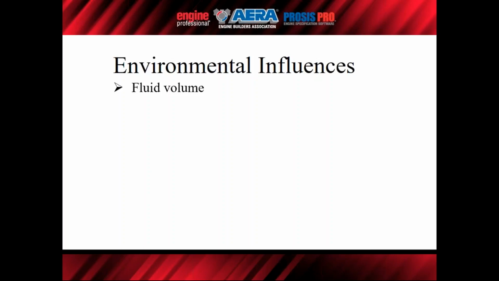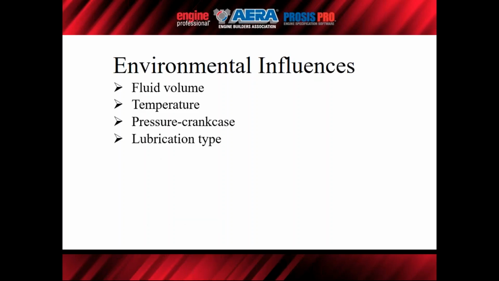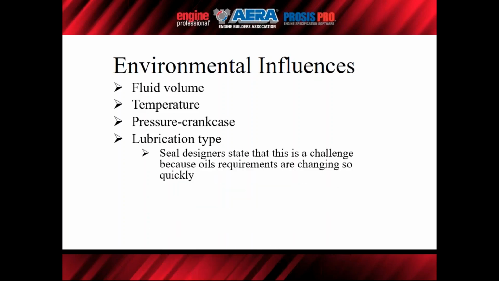Environmental influences: fluid volume, temperature, pressure in the crankcase, lubrication type. In my experience, in conversations with seal designers, they state that one of their biggest challenges annually is: do we have materials that are going to play nice with the additive packs being required to meet EPA standards and so forth. And the performance oil companies are constantly looking to improve their packages as well. So those can have a bearing on the longevity of a seal if it doesn't play well with the material. Now, PTFE is pretty much inert to most of the things it's been associated with.